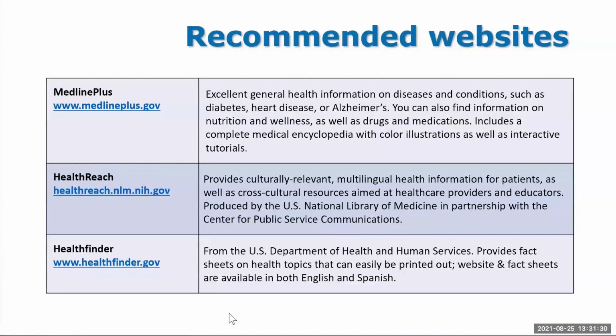So we have 6 recommended websites. Most of them are government oriented. We have Medline Plus, which is always one that comes highly recommended. There's something that the National Library of Medicine puts together, which is a part of the National Institutes of Health, called Health Reach. It is consumer oriented versus a lot of the National Institutes of Health, which are for the medical profession. Health Finder also gives you information, and they come in a lot of very quick and easy fact sheets that you can use or share with family and friends.